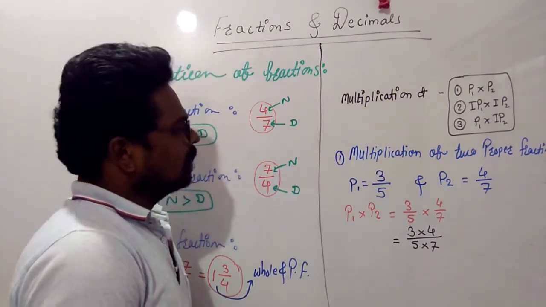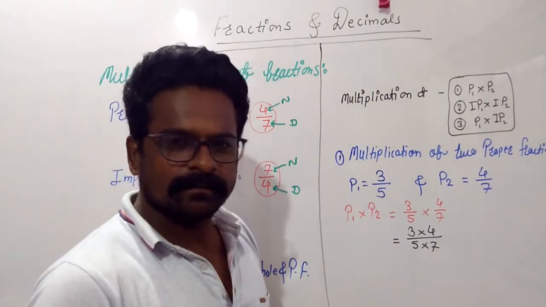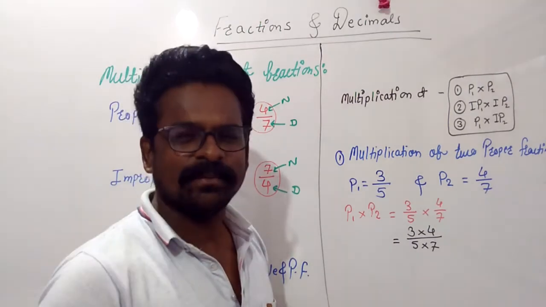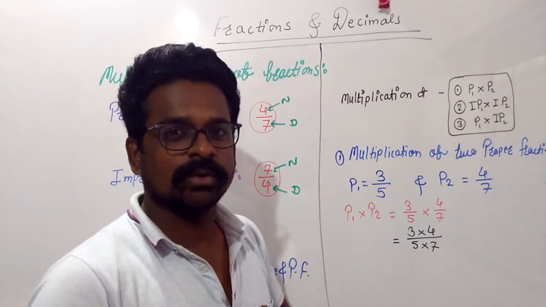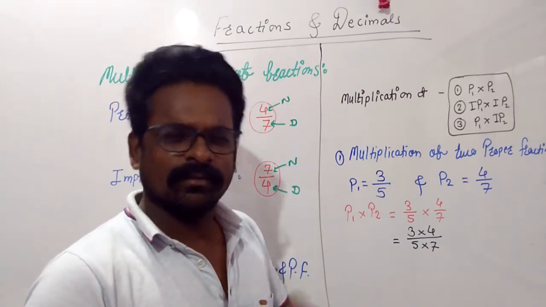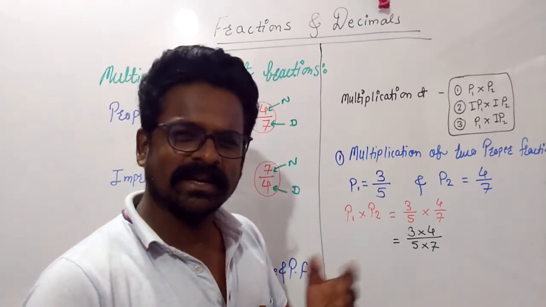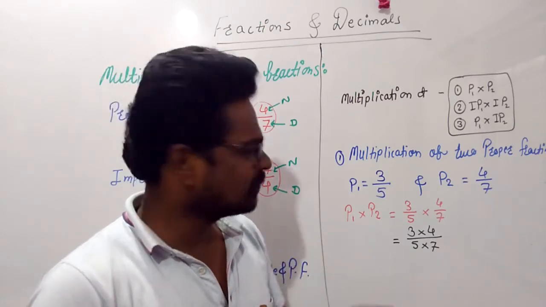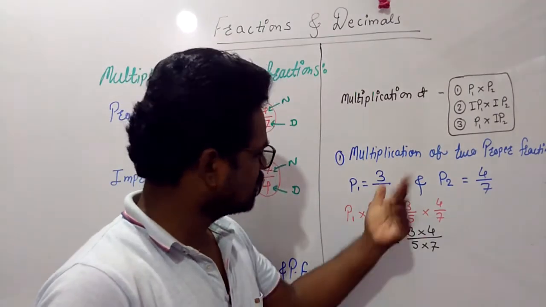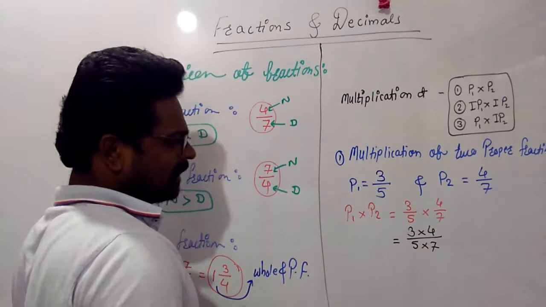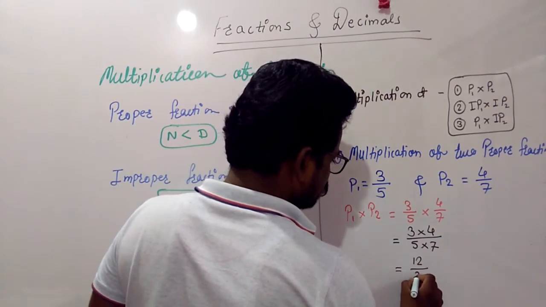No problem. Now first check, is there any common factor between numerator and denominator? No, 5 and 7 are prime numbers. Prime numbers are not divisible by any other number excluding 1 and the number itself. 1 we will not consider, because if we multiply or divide by 1 we get the same number. Hence we will not consider the case of 1. So 3 4s are 12 divided by 5 7s are 35.